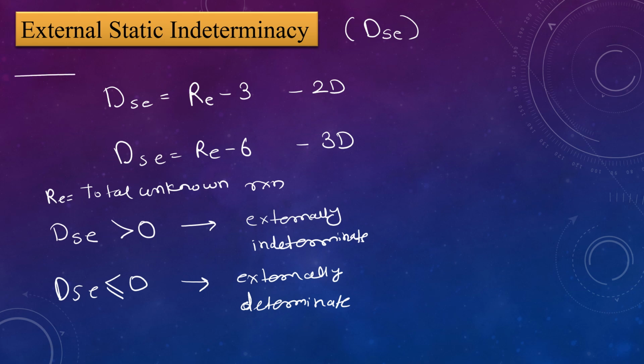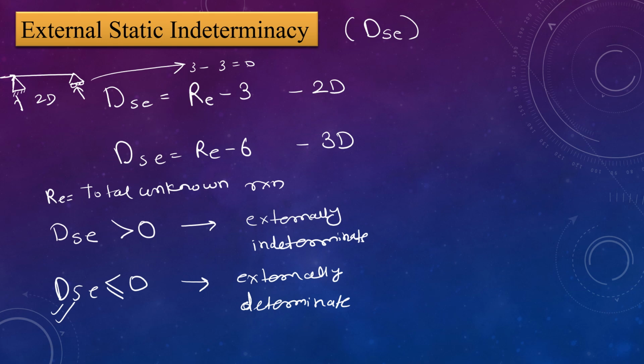So for example, this is a simply supported beam. Okay, and this simply supported beam is 2D. To calculate the DSE of this beam, the reactions here are one, here one more reaction, and here a horizontal reaction is there, so 3 reactions are there. Okay, so 3 minus 3 equal to 0 for this particular example. So here the value is equal to 0, which means this simply supported beam structure is an externally determinate structure. Okay, that's how you calculate the DSE.